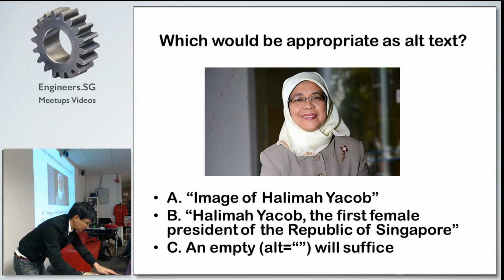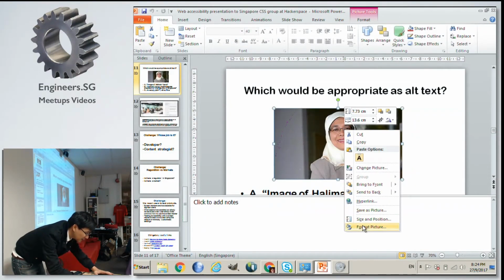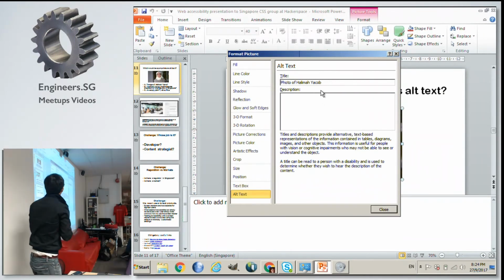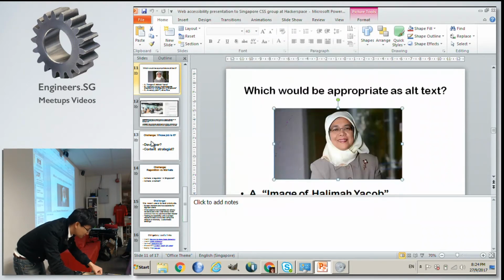Oh, that reminds me. This slide is screen reader friendly because of the alt text: photo of Halimah Yacob. Yeah, so this is how my blind colleague read this image. So yeah, it can be done on Microsoft Word and PowerPoint too.